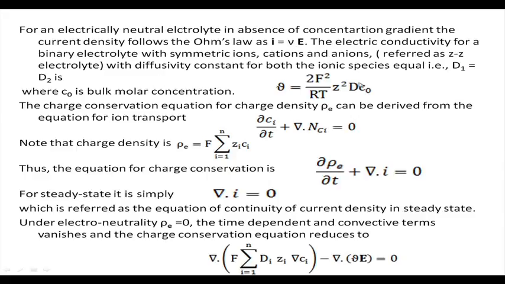Now, if you have a ZZ electrolyte, that is D1 equal to D2, one can write nu governed by that relation, which can be simplified. C0 is the bulk molar concentration. Next, we will talk about the other part later.